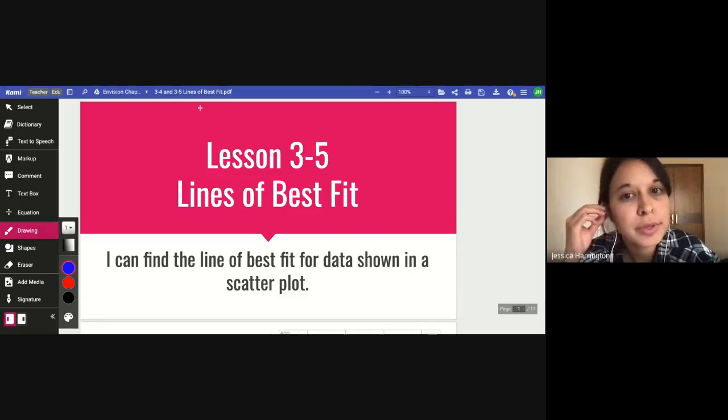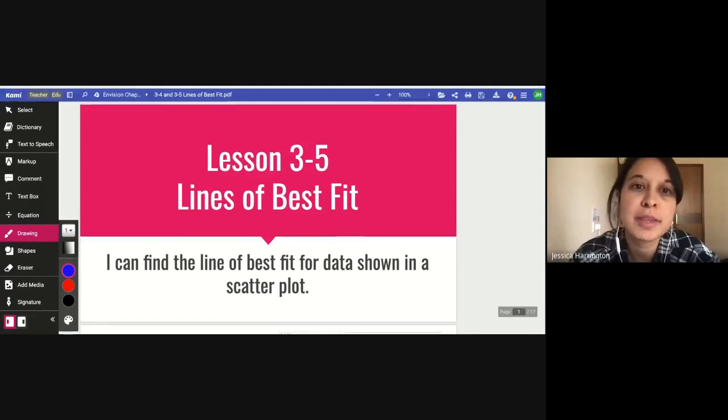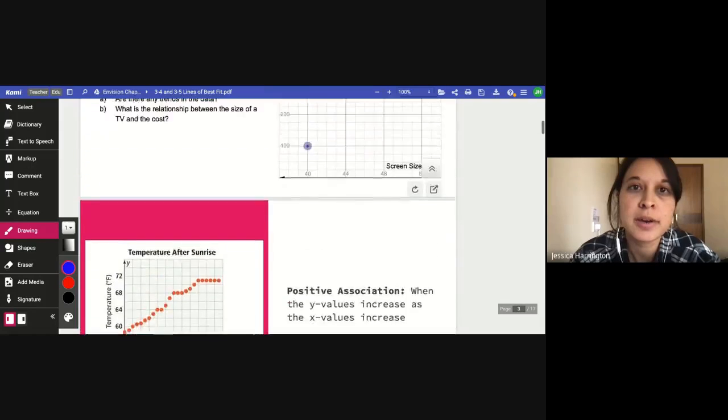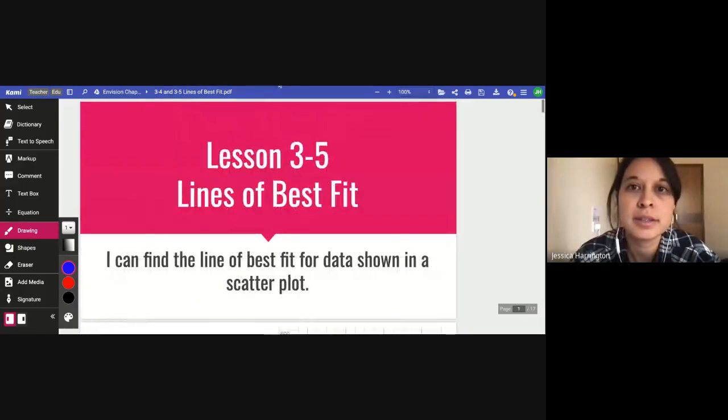Okay, we're on to 3-5. We're talking about lines of best fit. Okay, so how do we take a set of data and put a line on it that makes it fit together?